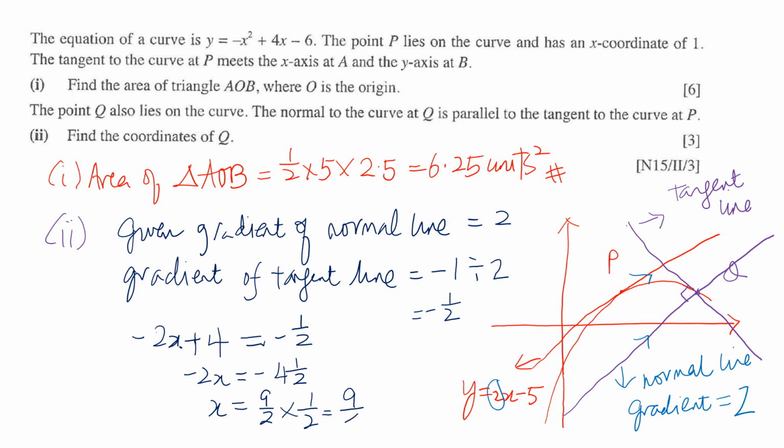So your x coordinate is 9/4. That means for point Q, the x coordinate is 9/4. We still have to go on to find the y coordinate, so I will have to substitute into the equation of the curve. Let's do it here.